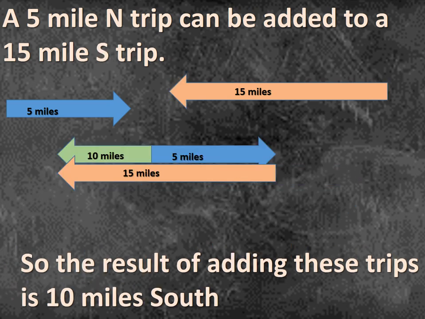If we have a 5-mile north trip added to a 15-mile south trip, we do the same thing. We add them tail to head, and the resultant gets drawn from the tail of the first to the head of the last, and that gives us a 10-mile south vector.